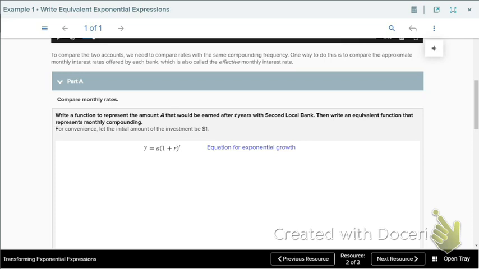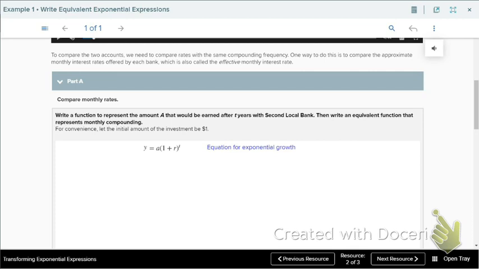So in order to be able to compare these two things, it'd be like trying to compare inches to centimeters. You can't compare inches to centimeters unless you first convert the inches into centimeters and then compare centimeters to centimeters. So that's kind of like the big picture here. That's what we're trying to do. We have something compounded monthly and something compounded yearly, and we want to look at what they would both come out as compounded monthly in order to then make the comparison at what would be the better deal.